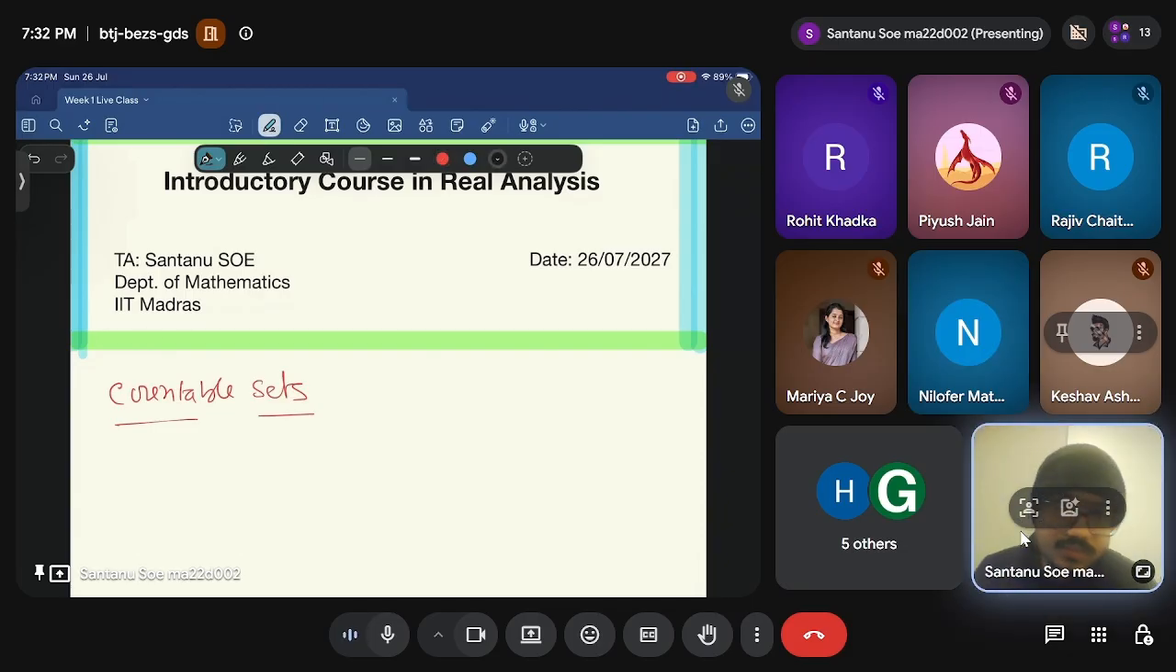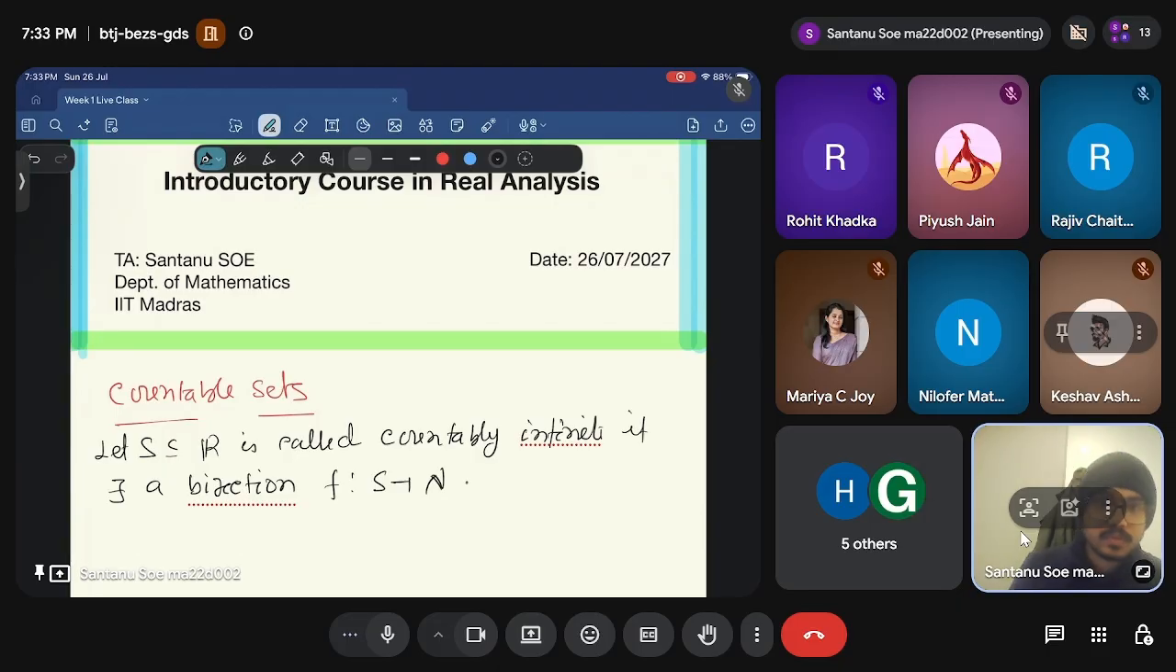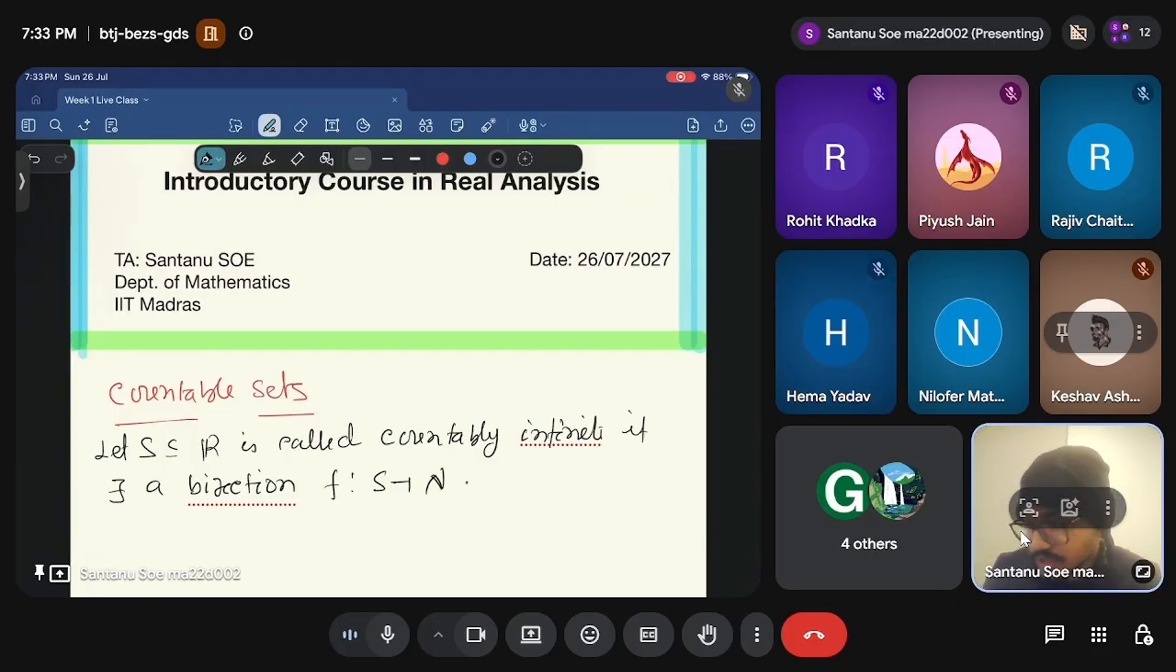A set is called countable if there is a one-to-one onto correspondence between the set and the set of natural numbers, because the set of natural numbers is the first countable infinite set, you can say, because we can count easily, right, by 1 2 3 and so on. So a set S, a subset of R let's say, is called countably infinite if there exists a bijection f from S to the natural number set. Okay, so this is the very first definition of countable sets.